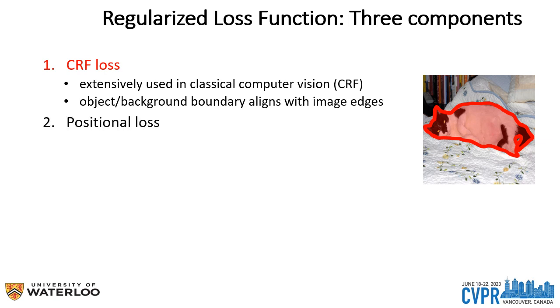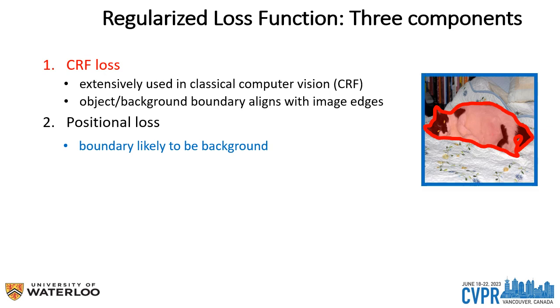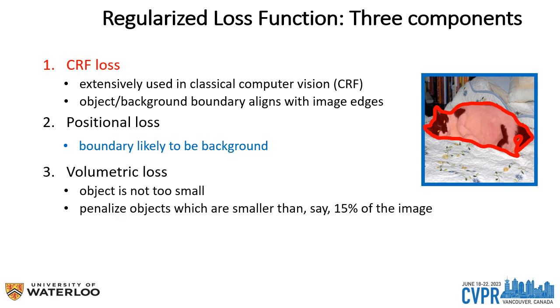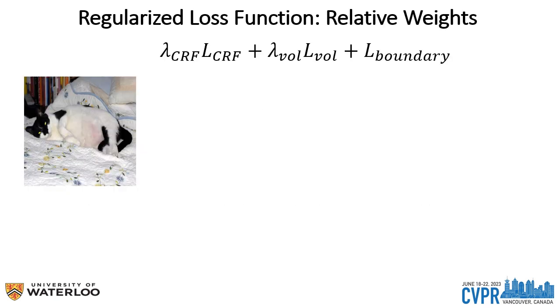To avoid the solution where everything is assigned to the foreground, we use positional loss. Positional loss encourages the image border to be assigned to the background. This is a reasonable loss as the image border usually belongs to the background. To avoid the solution where everything is assigned to the background, we have volumetric loss, which penalizes objects which are too small. In particular, we penalize objects which are smaller than 15% of the image in size. We set the weight of the boundary loss to 1, as it is the least important component and in fact can be removed without too much harm.